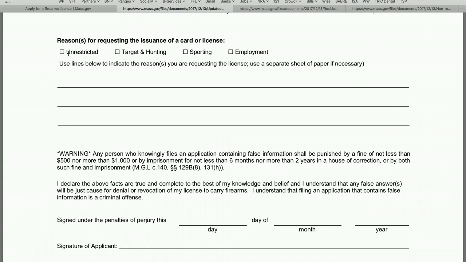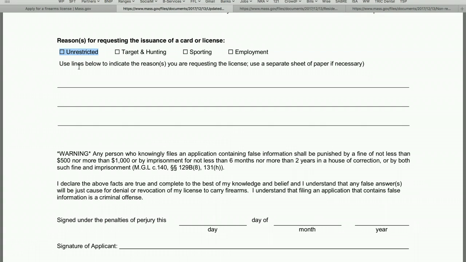Unrestricted will allow you to carry your firearm anywhere you want, as long as it's not federal property or the other prohibited places. But what you want to check off is this unrestricted box right here, so you can carry anytime you want and carry any firearm that's on the mass roster. Okay, so don't go click any of that stuff. Click on the unrestricted right here.